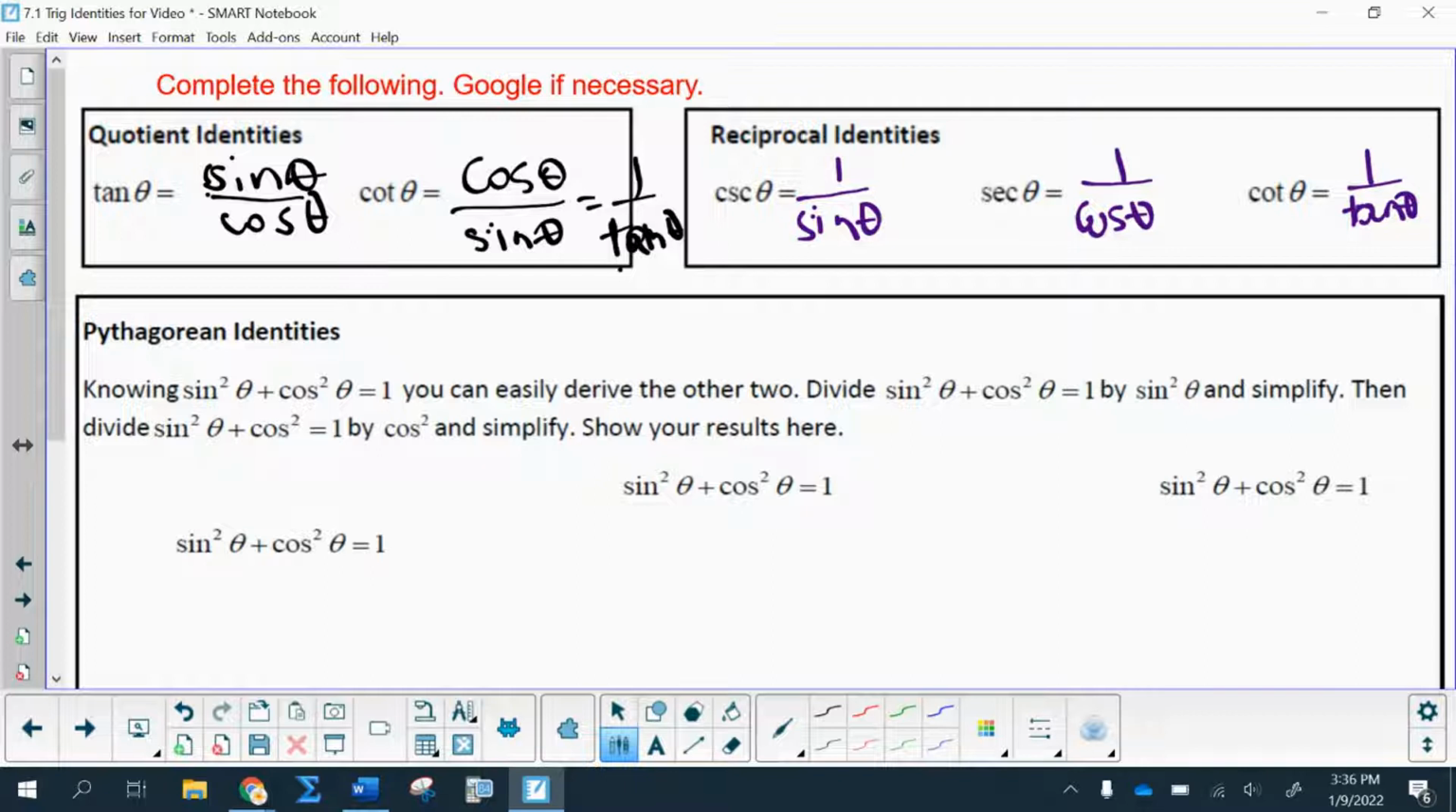Okay, so the other three identities that you need to remember come from what are called the Pythagorean identities. So the first identity that you have to memorize, which you have to memorize all of these, by the way, is knowing sine squared plus cosine squared equals 1. That's actually the Pythagorean theorem, but in terms of trig. So real quick, let me show you a quick sketch of that.